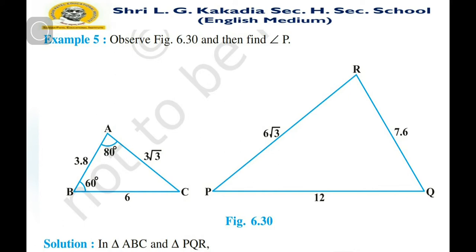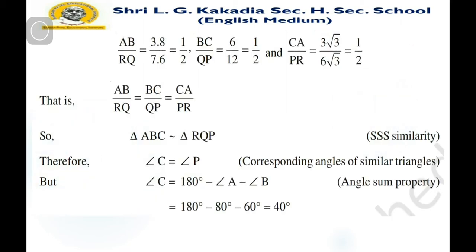Solution: in triangle ABC and triangle PQR, AB upon RQ is equal to 3.8 upon 7.6, which is equal to 1 over 2. BC upon QP is equal to 6 upon 12, that is half. And CA upon PR is 3 root 3 upon 6 root 3, which is equal to 1 over 2. Hence, you can see that AB over RQ, BC over QP, and CA upon PR are equal, so we can say triangle ABC is similar to triangle RQP.